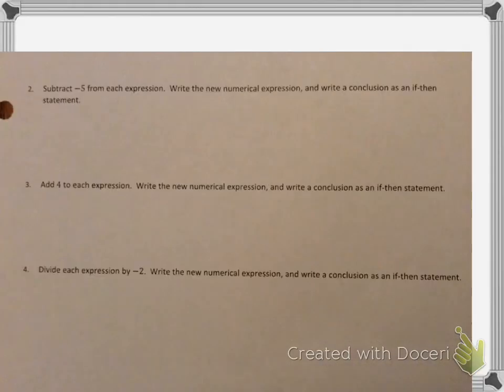All right. So I'm going to click ahead here, a little more room on this page. Okay, so go ahead and do this, and I will pause this time. I hope. So here we go. We're going to subtract negative 5 from each expression, write the new numerical expression, and write a conclusion as an if-then statement. And when you come back, why don't you give that a whirl? We didn't really talk about those, but when you come back, we'll talk about them. But do what you can with this, and then come back.